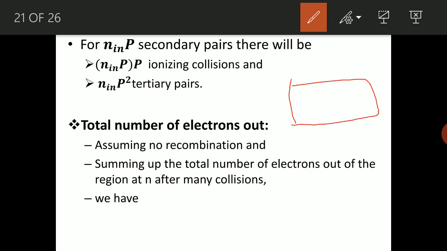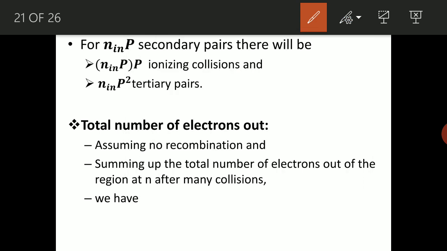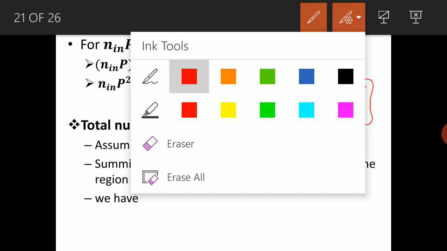Transition. This is the P. Okay, this is the transition region. This is N. The electrons are going out from transition to N. This is the N. So the electrons are going out from transition to n. That is why it is called n out, whereas the electrons were entering from p to the transition region. Entering from p to transition, that we call n in.